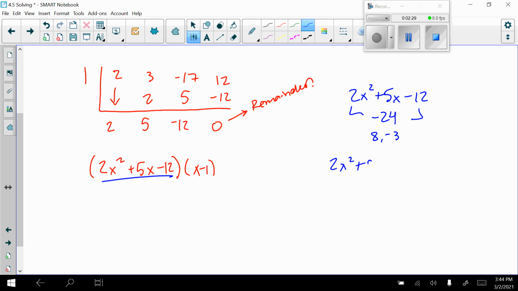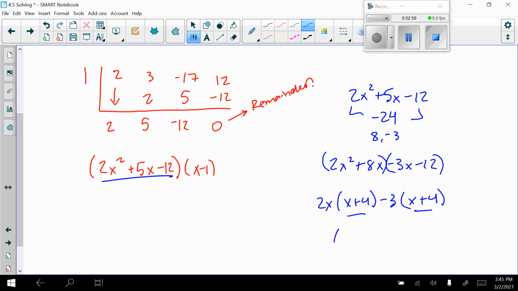2x squared plus 8x minus 3x minus 12. We have to do the grouping process because my leading coefficient is something other than 1. So now I'm going to split these up into two parts. Take the GCF out of each part. I could take a 2x out of that first part. It would leave me with x plus 4. Remember, I want this to match x plus 4 in the end, so I need to divide out a negative 3. x plus 4 inside there. So now my factored form is the repeated factor times the two GCFs, 2x minus 3.